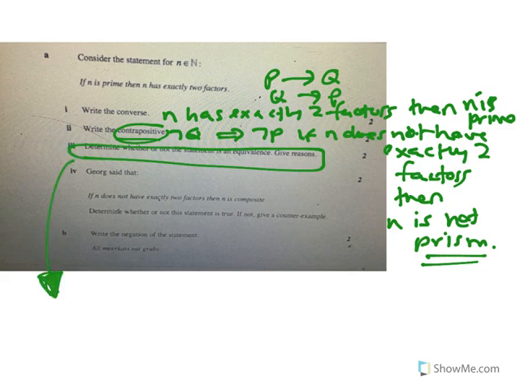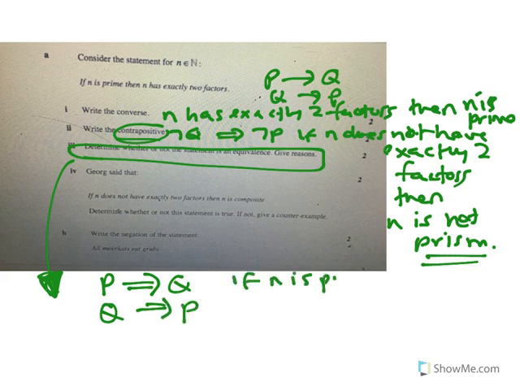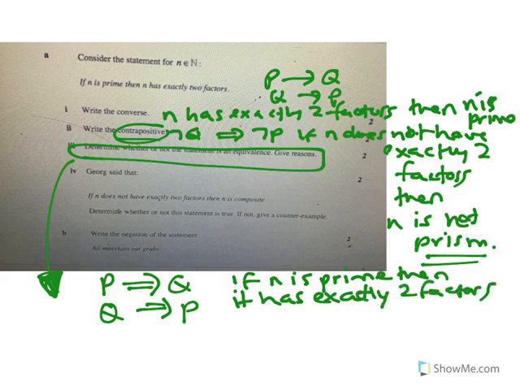So the statement would be equivalent if P implies Q and Q implies P. So is that true? If N is prime, then how many factors? It has exactly 2 factors. That's actually true.